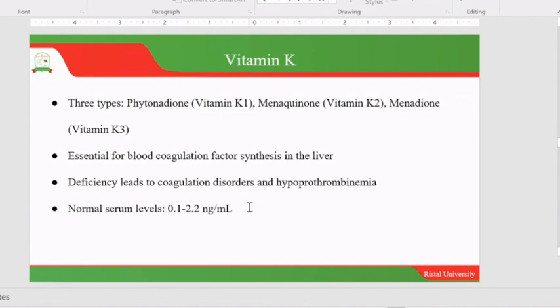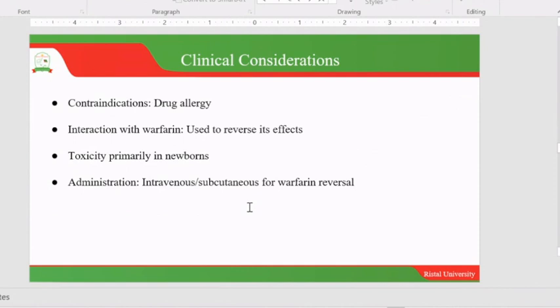So it is essential for blood coagulation factor synthesis in the liver, and also it is essential for coagulation disorders and hypoprothrombinemia. Okay, when there is low prothrombin in blood. Okay, so the serum levels, you're looking at 0.1 to 2.2 nanograms per milliliter. And also its clinical considerations, it is contraindicated when there is a drug allergy. And we are also saying that it has some interactions with warfarin, and it is used to reverse its effects.